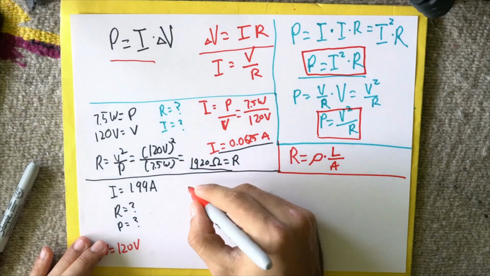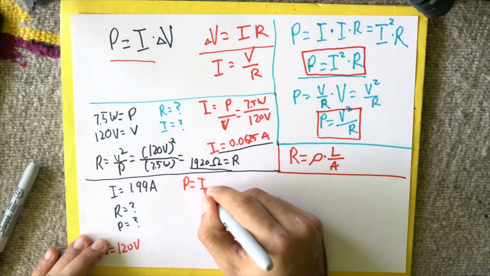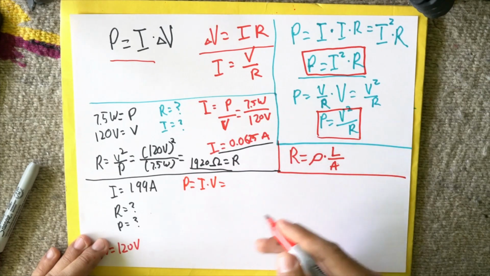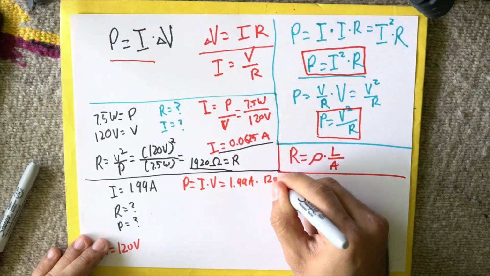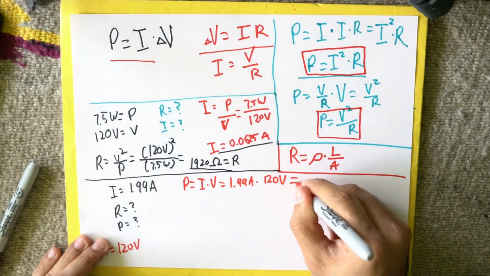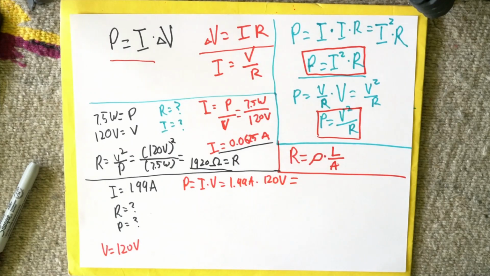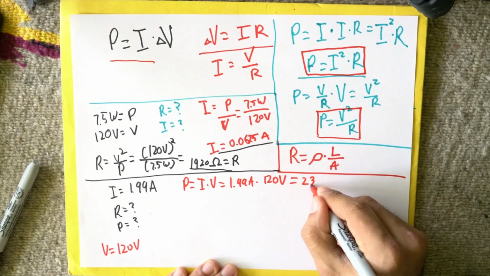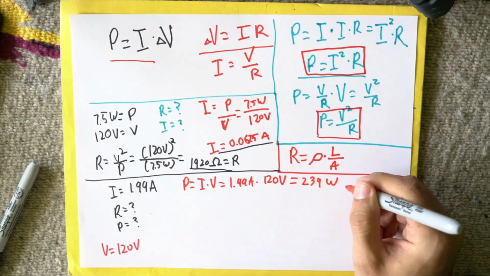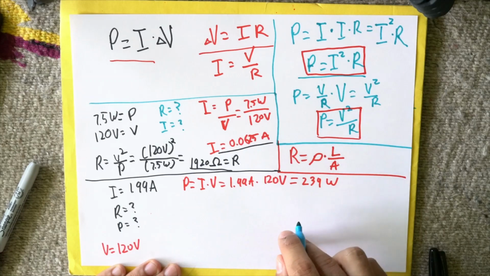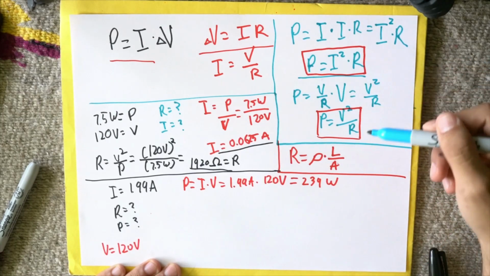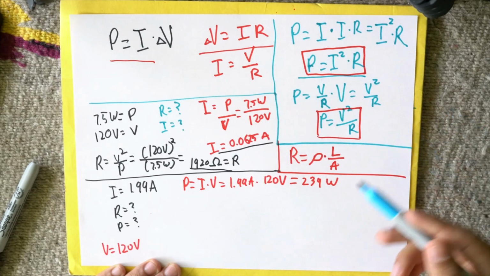So I just multiply them. Power is going to equal I times V, which equals 1.99 amps times 120 volts. That will give me 239 watts. Let us solve for the resistance. How am I going to get that? Well, do I have to use one of these? Now I could, because I just found the power.